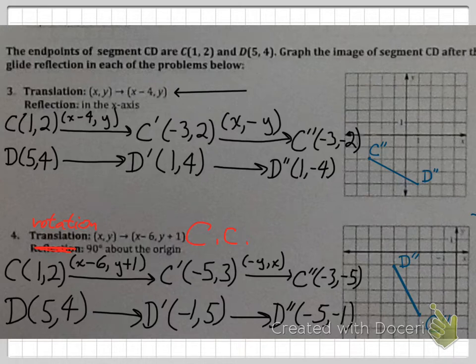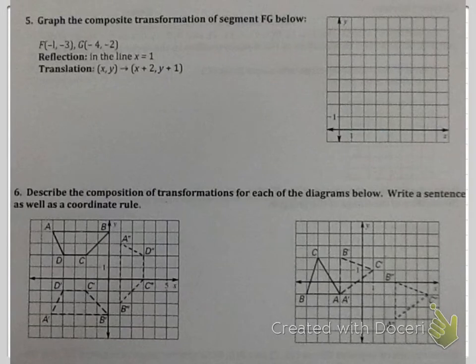So moving right along. Okay, number 5, we have graph the composite transformation of segment FG below. First we have a reflection and then a translation. So if we start off with F, which is -1, -3, and the line of reflection is the line x equals 1. So if you graph it, you can use the counting method, right? The image F is 2 in front of the line of reflection. Therefore, you add 4 to the x value. Okay, you add 4 to the x value. So 4 plus -1 is going to be your 3.